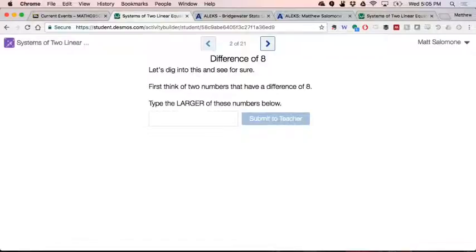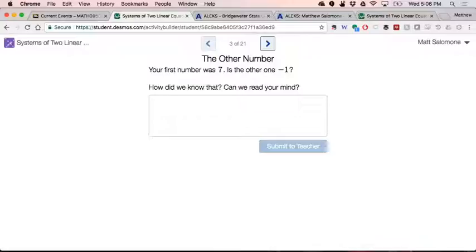So now here's your chance to think about two numbers that have a difference of 8. You can think of any two numbers that have a difference of 8. Get those down and write down the larger of those two numbers in this blank and submit it. So you submitted the bigger number of your two, and I said it was 7, for example. But now on this screen, the system is asking you, is the other one of your two numbers, well, in my case, -1?